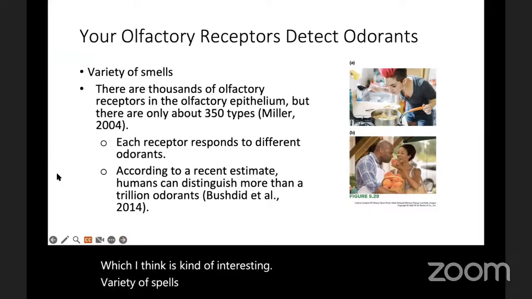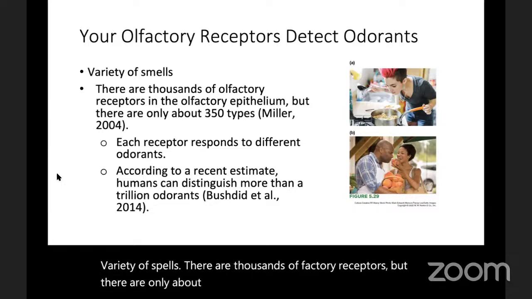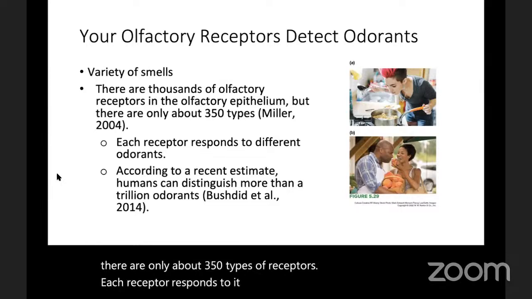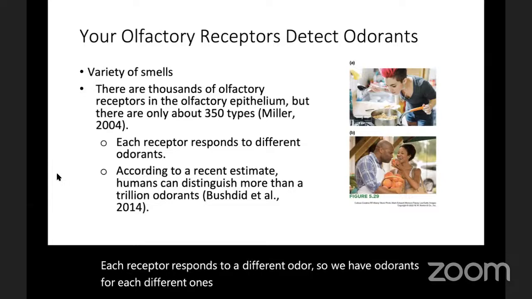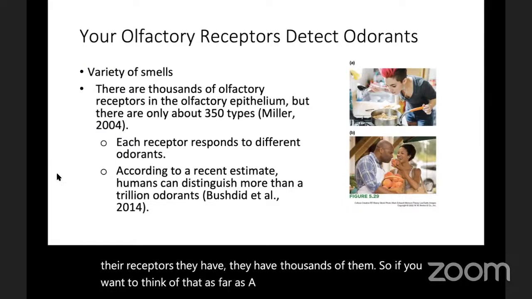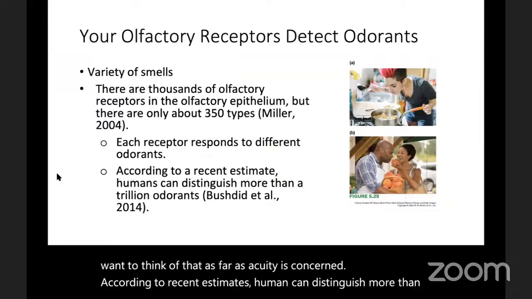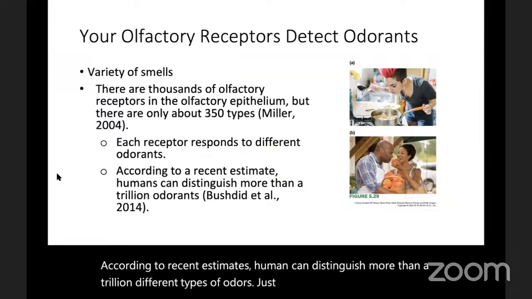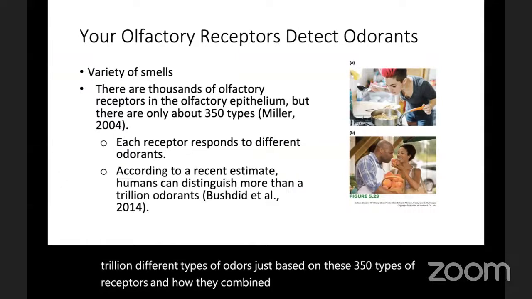Variety of smells: there are thousands of olfactory receptors, but only about 350 types of receptors. Each receptor responds to a different odor, so we have odorants for each different one. Now, remember, when we look at dogs, they have thousands of them, so if you want to think of that as far as acuity is concerned. According to recent estimates, humans can distinguish more than 1 trillion different types of odors just based on these 350 types of receptors and how they combine when they enter our nasal cavity.